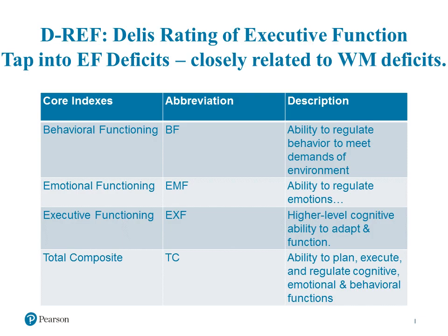All right, the DREF has specific core indices that it can be used to identify and assess the level of functioning of the student. The three core indexes are behavioral functioning, or the ability to regulate behavior to meet demands of the environment; emotional functioning, the ability to regulate emotions; and executive functioning, the higher level cognitive ability to adapt and function. Then there's a total composite score, which provides an overall view of the ability to plan, execute, and regulate cognitive, emotional, and behavioral functions.